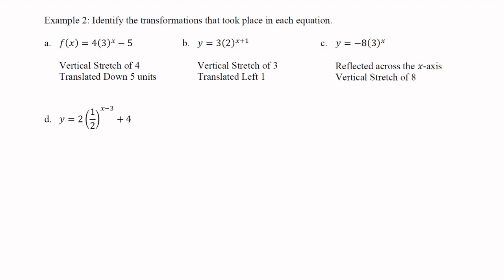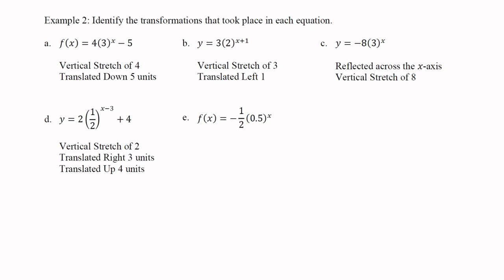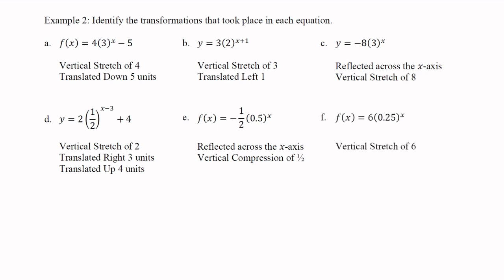For d, we have a 2 out in front, so we have stretched by 2. We have a minus 3 in the exponent, so we have translated right 3 units. And a plus 4 on the end tells us we have translated up 4 units. The negative out in front tells us that we're reflected across the x-axis. The 1/2 tells us that we are compressed by 1/2, and there are no other transformations on this one. And then finally for f, the 6 out in front tells us that we are stretched by 6, and that is the only transformation that occurs.